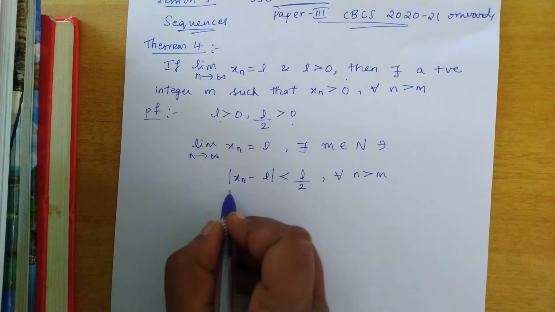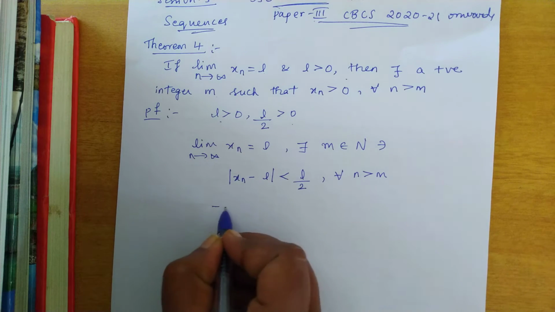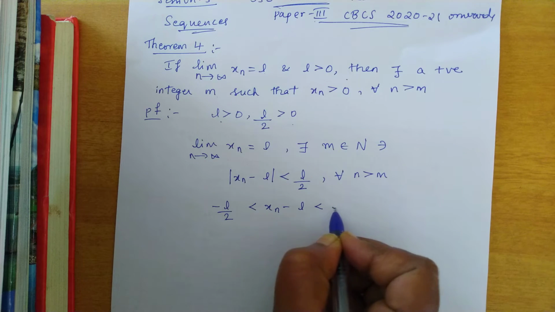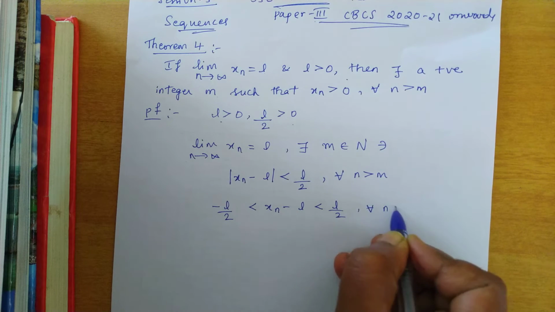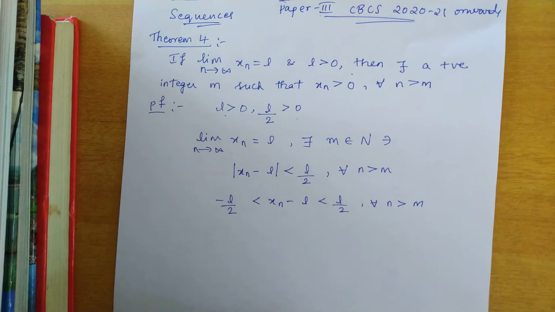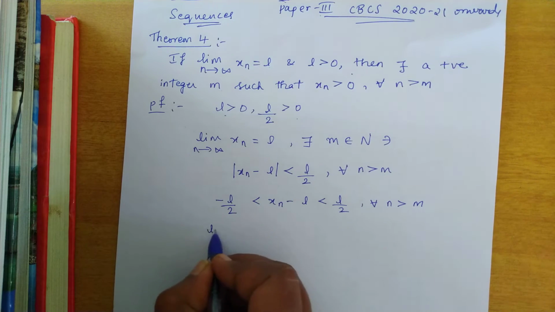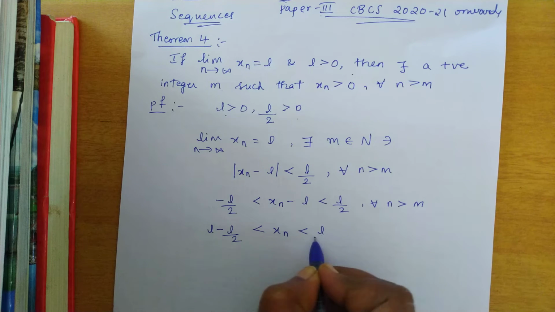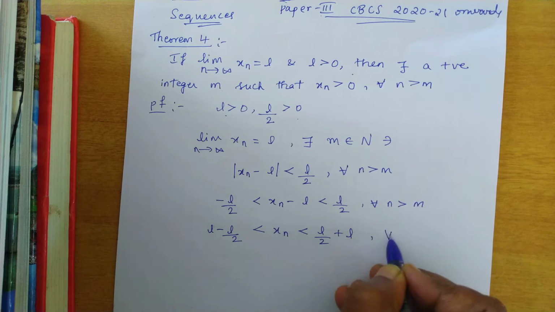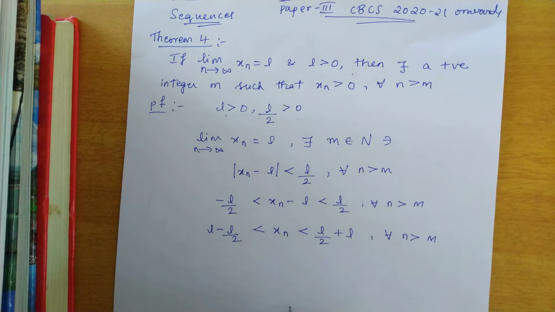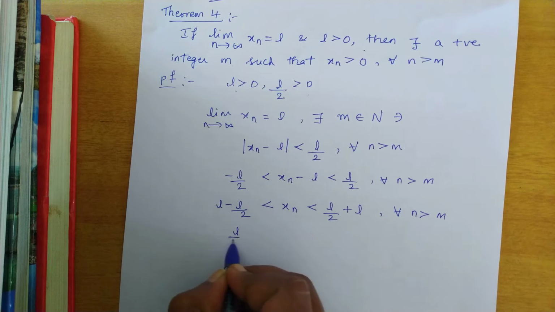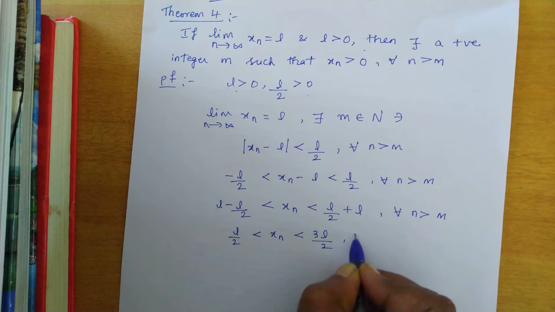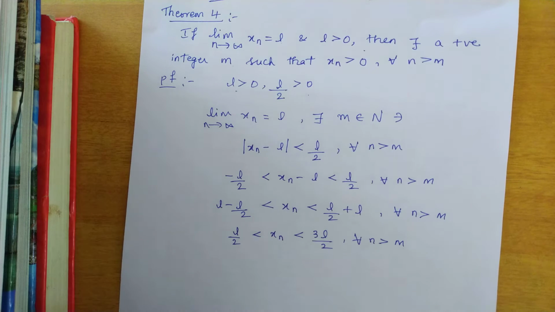Now let us write down the expansion of the modulus. So it is minus L by 2 less than xn minus L less than L by 2, for all n greater than m. Now adding plus L throughout, what do we get? L minus L by 2 is less than xn is less than L by 2 plus L. So L minus L by 2 is L by 2, less than xn, less than 3L by 2, for all n greater than m.